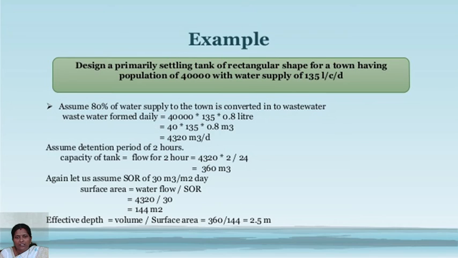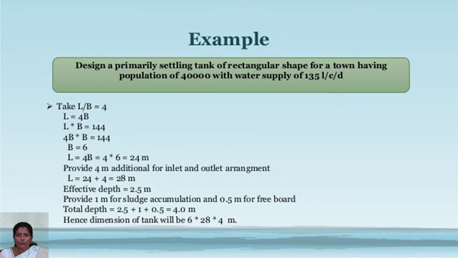Assume detention period as 2 hours. Capacity of the tank equals wastewater formed daily divided by detention period. You are getting 360 cubic meter. Again, let us assume SOR equal to 30 meter cube per meter square per day. The surface area equals water flow divided by SOR. You are getting 144 meter square. Effective depth is equal to volume divided by surface area, that is 360 divided by 144 equals 2.5 meter.